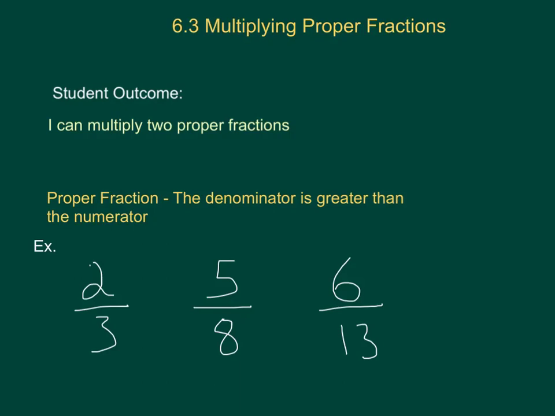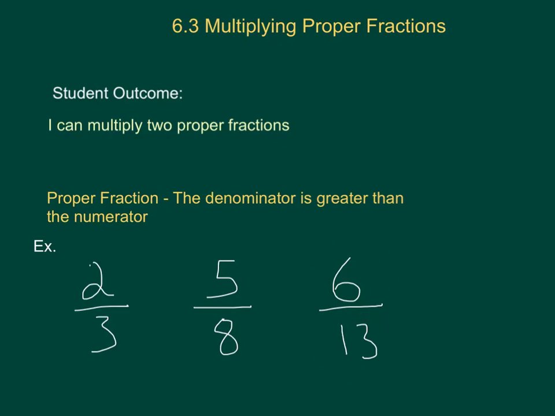Now, just a recap of what a proper fraction is: it is when the denominator is greater than the numerator. Remember, the denominator is the bottom number. So when the denominator is bigger than the numerator, which is the top number, it's a proper fraction. Here, 3 is bigger than 2, so we've got a proper fraction. And the next one, 8 is bigger than 5, so it's a proper fraction.